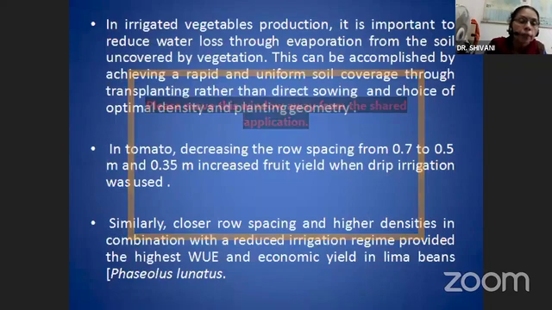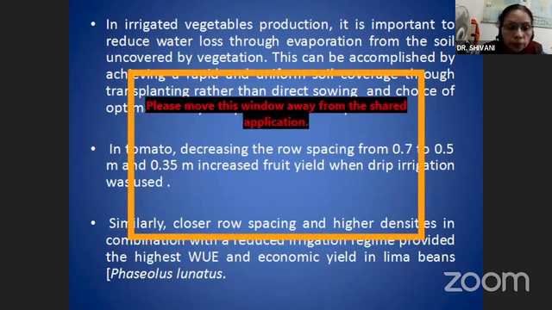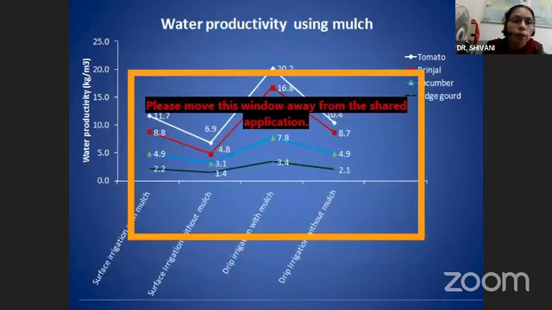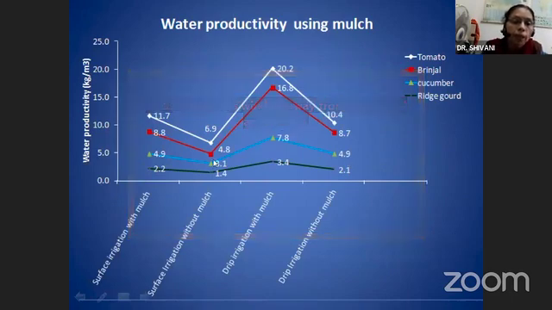In irrigated vegetable conditions, drip irrigation is very important and beneficial for vegetable crops like tomato, cauliflower, pea. Closer row spacing and higher density with a reduced irrigation regime provided the highest water use efficiency and economic yield. This graph shows water productivity using mulches: surface irrigation with mulch, without mulch, drip irrigation with mulch, and drip irrigation without mulch. Here the water productivity is high when we are using drip irrigation with mulch.